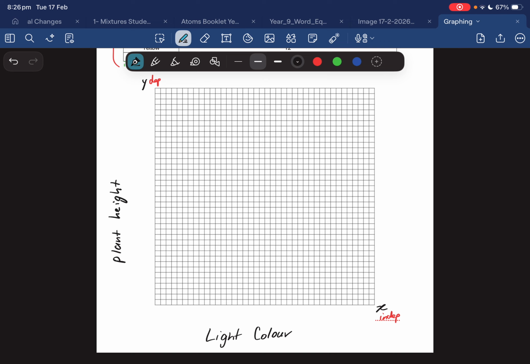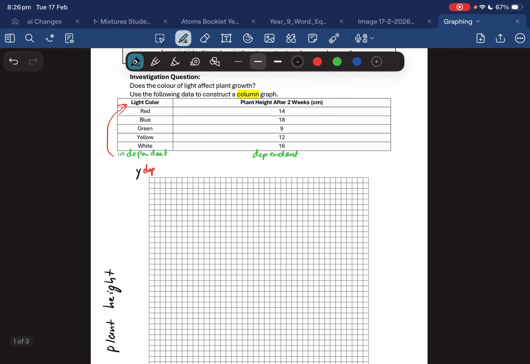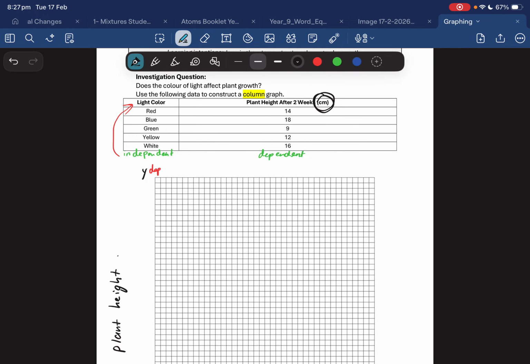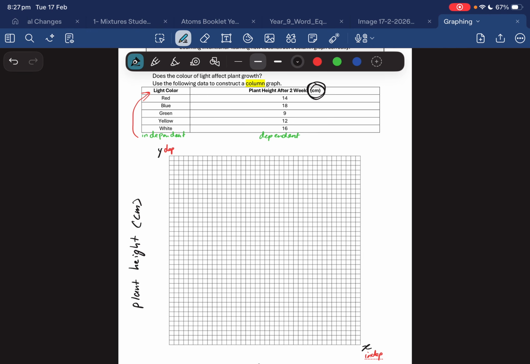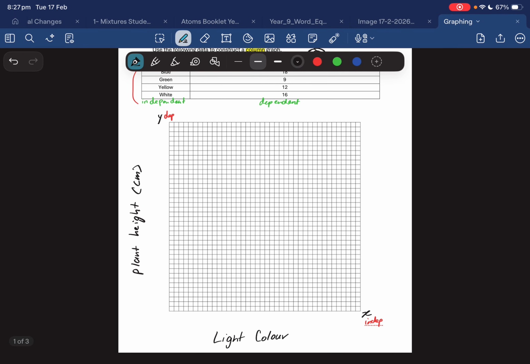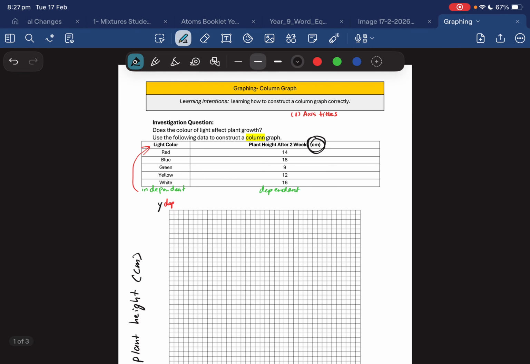But the most important thing is if your axis needs a unit, you have to have that unit there. So plant height in terms of what? Is this how many feet? Is this how many meters, centimeters? I'm clearly given a unit, so I need to make sure that unit is there. You can lose marks for that if your unit is not there. So plant height in centimeters, light color. I now have my axis titles. All right. What's the next thing I've got to do?